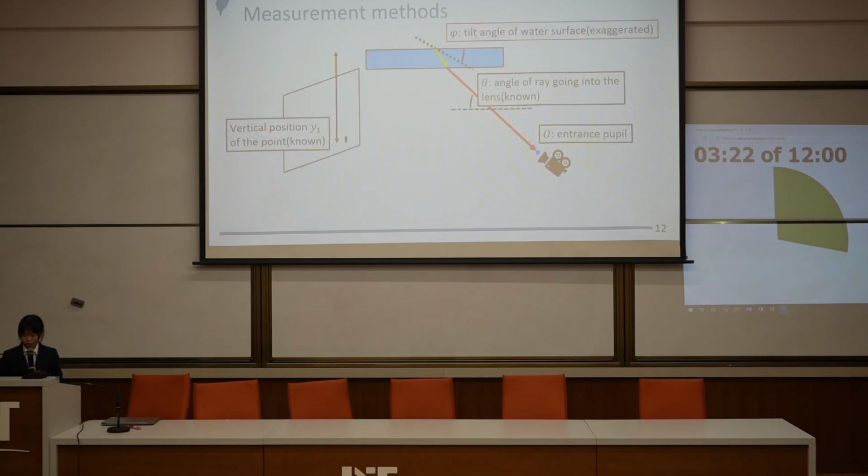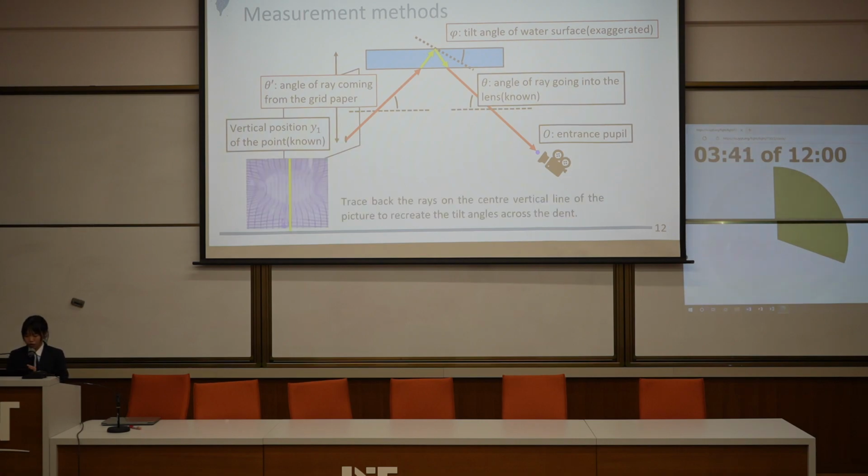We know the position on the grid and the field of view of our lens. From the picture, we can calculate the angle theta of the light ray corresponding to a certain pixel on the camera sensor. Tracing it back, we can find the point at which it is reflected by the water surface. Then we can calculate the tilt angle phi of the water surface, and by looking at the center vertical line of the photo, we can recreate the tilt angle across the dent.